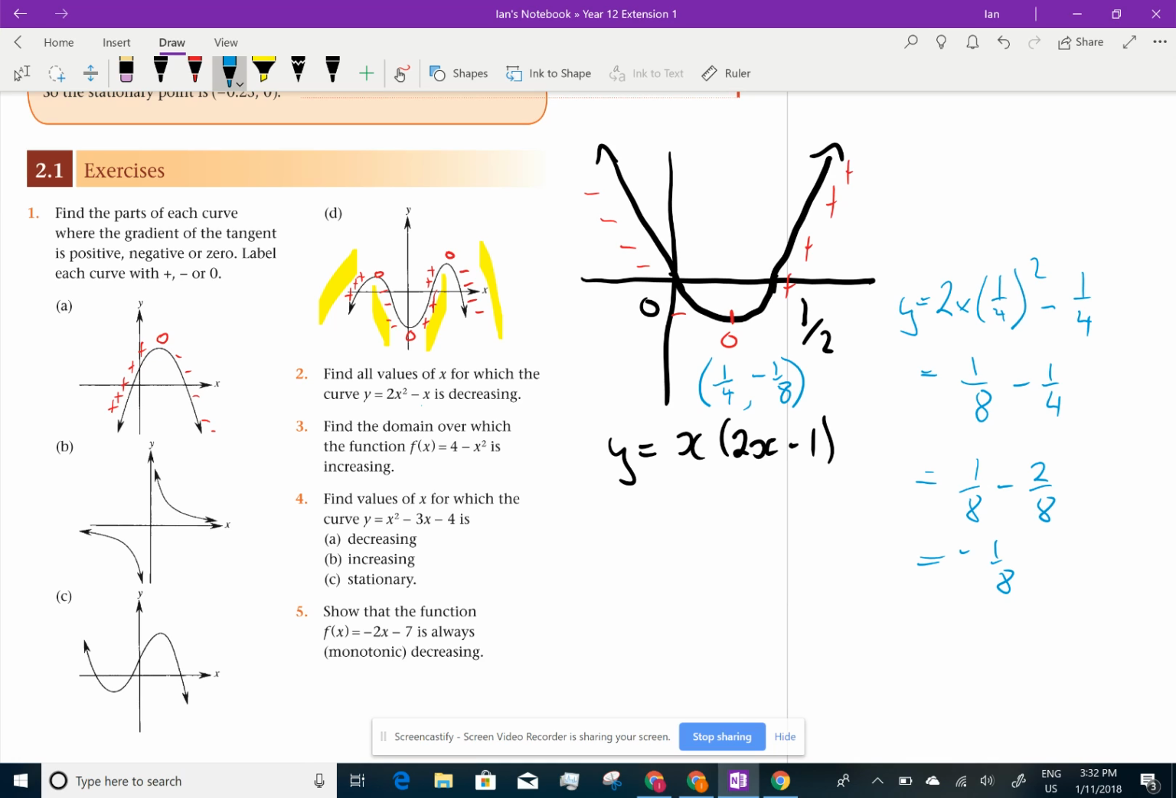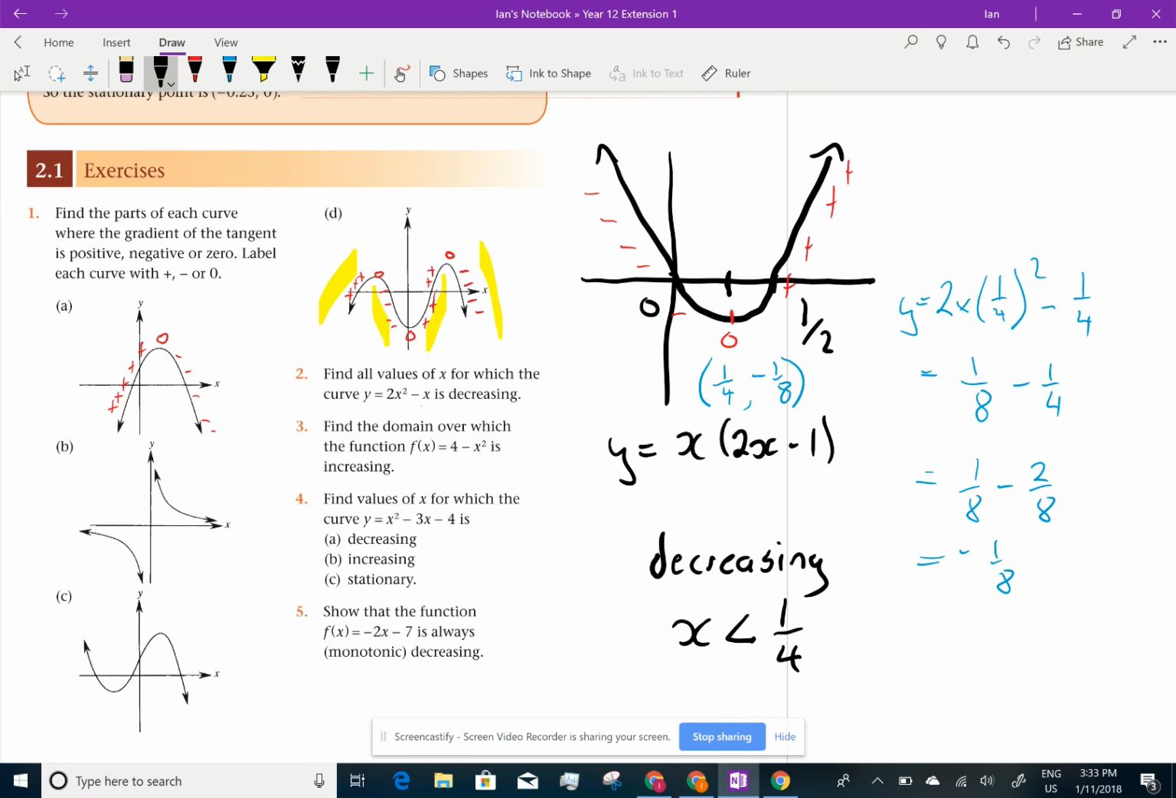But I don't need it because it said for what values of x is it decreasing? Well, it's decreasing to the left of this point. So it's decreasing when x is less than, not equal to, because at x equal a quarter it's stationary, less than a quarter. Wow, that's a lot of work.